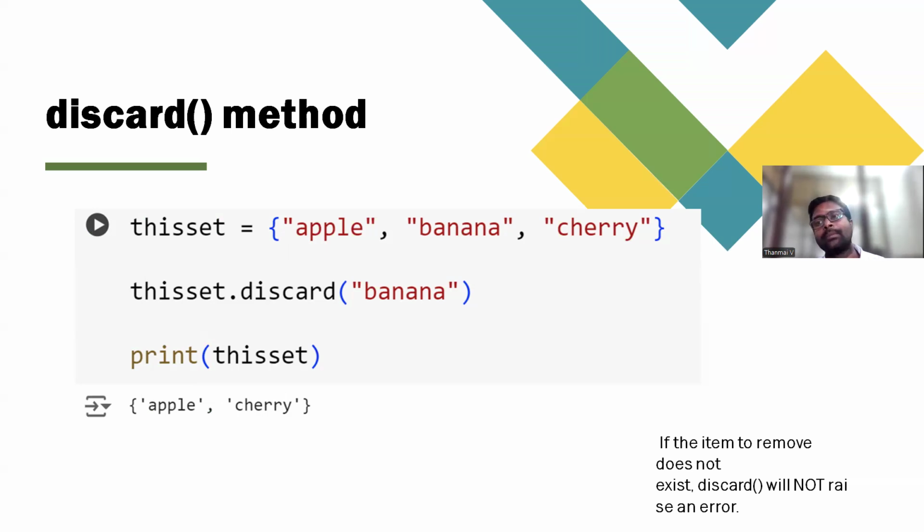But the only difference between remove and discard is, in case of the remove command, if the element that you are going to remove is not available, then it will throw an error. But in case of discard, if the element which you are going to discard from the set is not available, then the discard function will not give any error. I hope you understand, right? If you use the remove command and the element is not available in the set, it will throw an error. If you use the discard command and the element is not available, your discard command will not throw any error. That is the major difference between discard and remove.